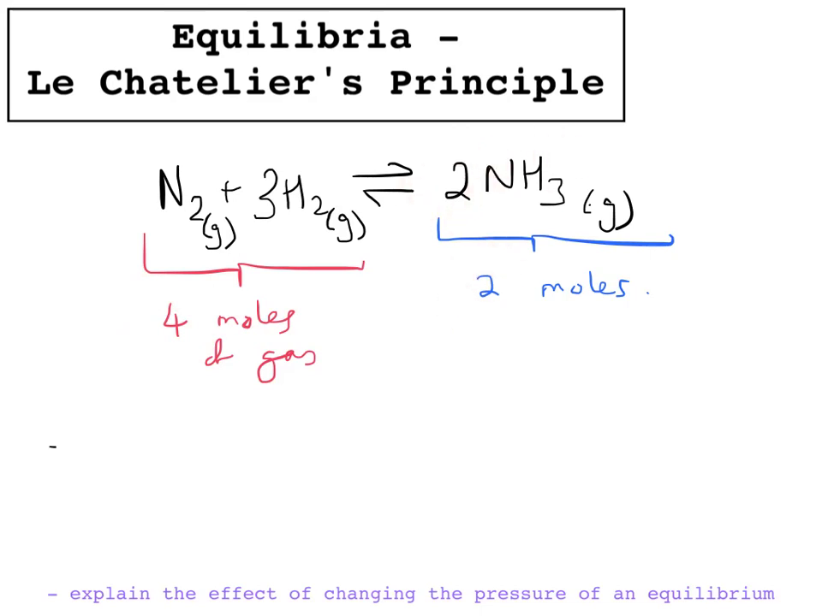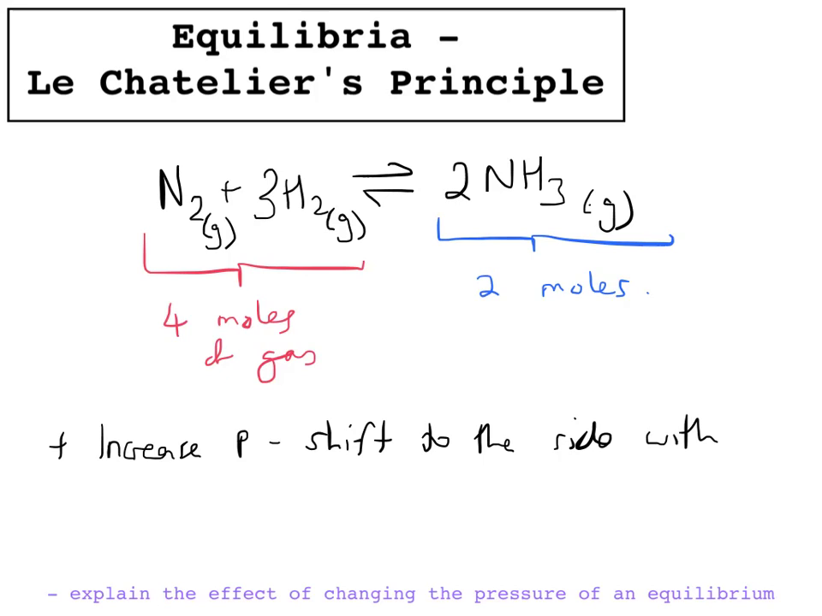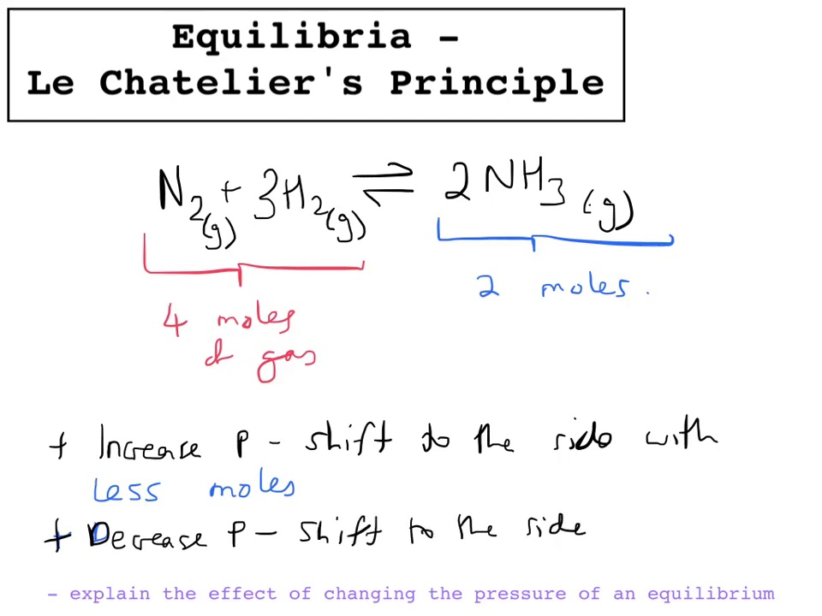And if we increase the pressure, the reaction will shift to the side with less moles. And in this case, it's the right-hand side. I have 2 moles on the right and 4 moles on the left. If we decrease the pressure, that means we're giving the reaction more space. And so it will shift to the side with more moles of gas.